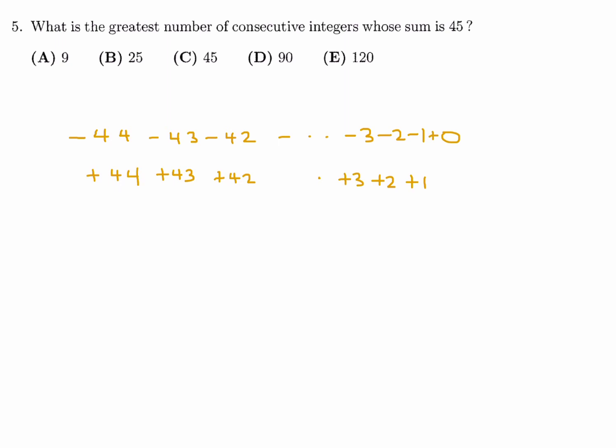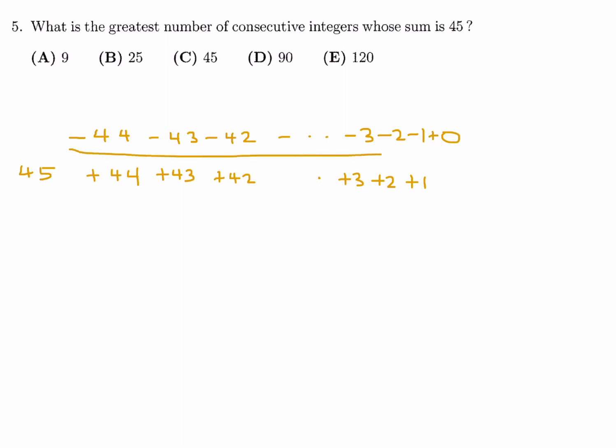Now, at this point, put in a positive 45. All of these guys cancel, right? Each one cancels the other one out. And at the very end, that 45 gives you a sum of 45. So now we have to figure out how many of these numbers are there.